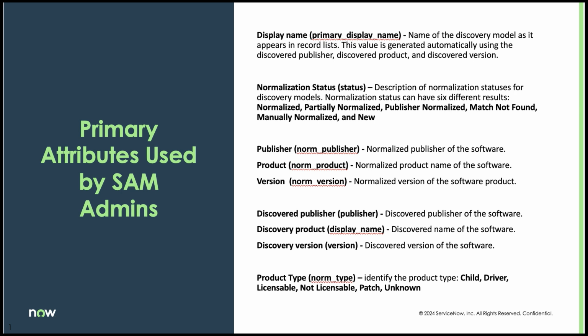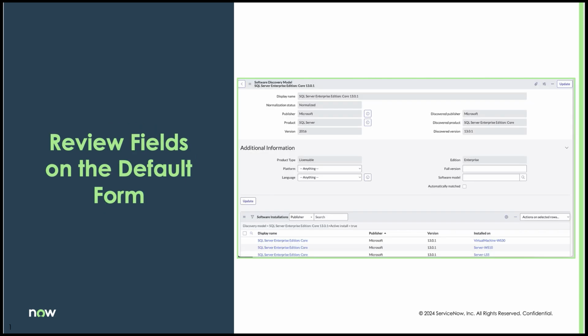Next couple of ones, I grouped them a little bit. These ones are first the normalized values. They first show the discovered publisher, the product and version, and if they're normalized, they will show the normalized publisher, product and version. It also will show you the product type if it's normalized, if it's a child or if it's licensable or non-licensable. These are all attributes that software asset managers tend to look at on a normal basis.